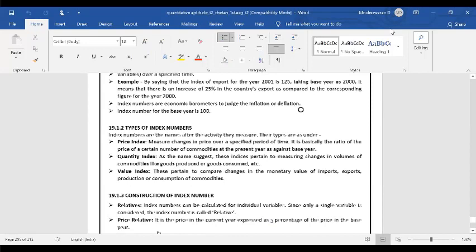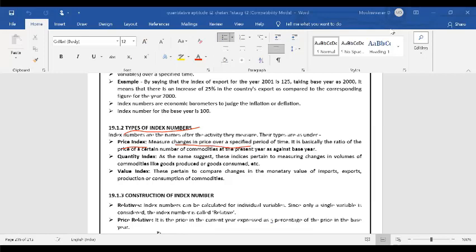So this is the introduction for index numbers. Then we are discussing the types of index numbers. The first one is the price index. Price index means compared to the last year's price, how much it increased this year.